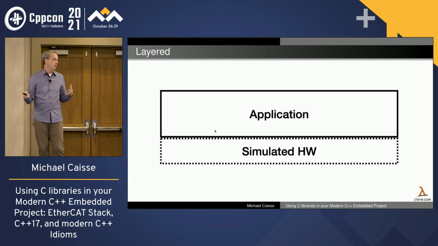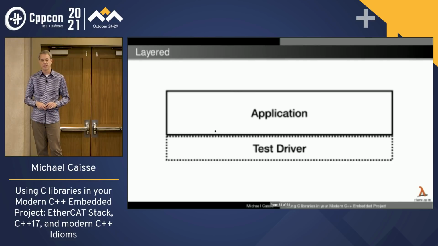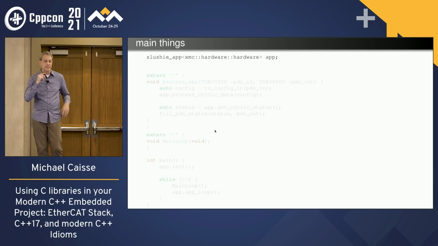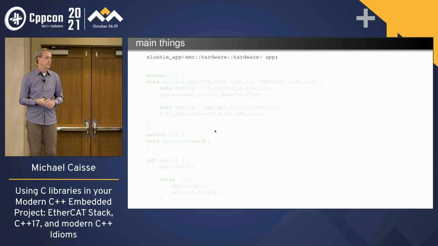We want to be able to simulate our hardware so that we can run these things not always on hardware. And then when you're testing stuff, it'd be nice to not always be running on hardware too. So what does this look like now? What does main look like? Well, at the top, you'll see that I have this slushy app. We've changed names and modified a few things to protect the innocent. And it is being instantiated and specialized on this thing called XMC hardware. We'll look at that in a little bit.